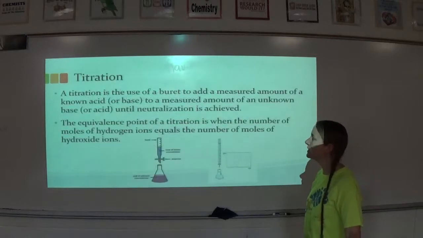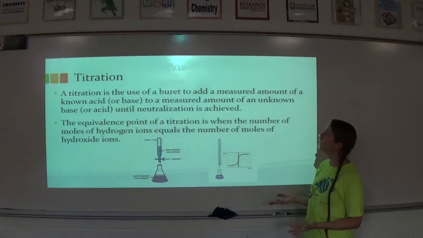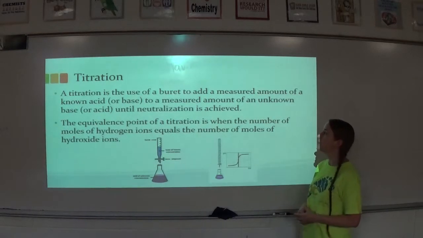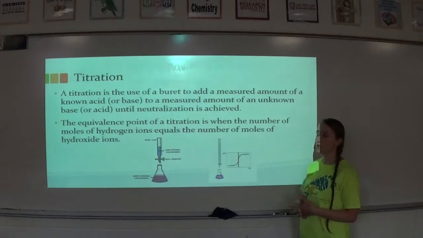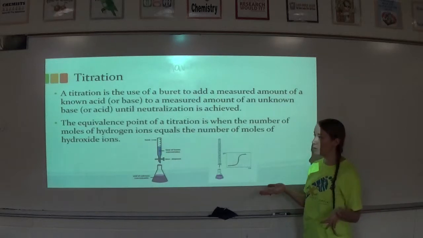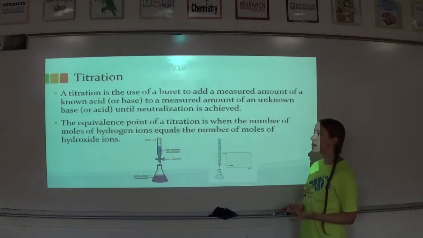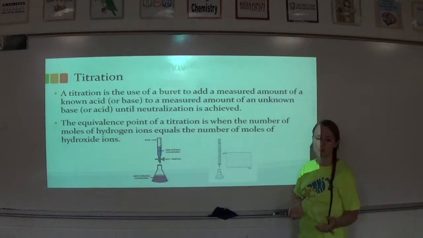Alright, so next let's talk about titration. So titration is the use of a burette to add a measured amount of a known acid or base to a measured amount of an unknown base or acid until neutralization is achieved. So you're either adding an acid to a base or a base to an acid, and you don't know something about one of them. The equivalence point of titration is when the number of moles of hydrogen ions equals the number of moles of hydroxide ions. So your H plus moles equal your OH minus moles.